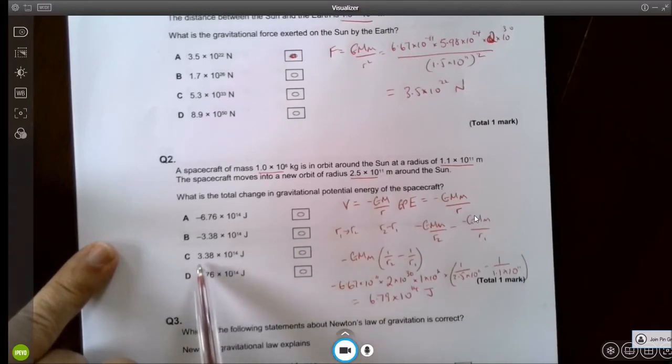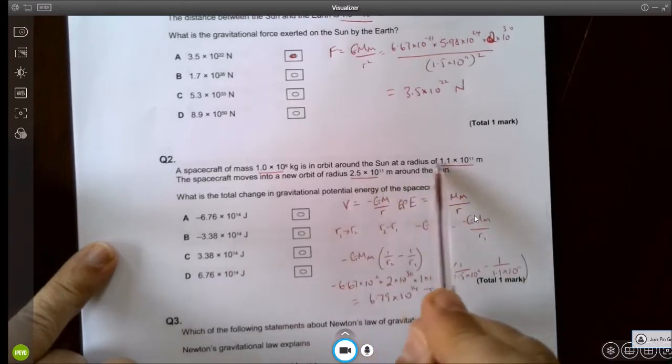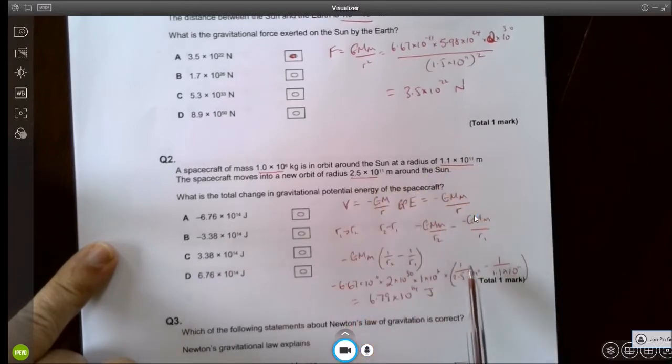I haven't worked it out to be honest, but I suspect this 3.38 comes from using 1.4, using the difference. But you've got to see that the difference between these 1 over r's is not the same as just putting in 1.4 times 10 to the 11. So be careful of that.